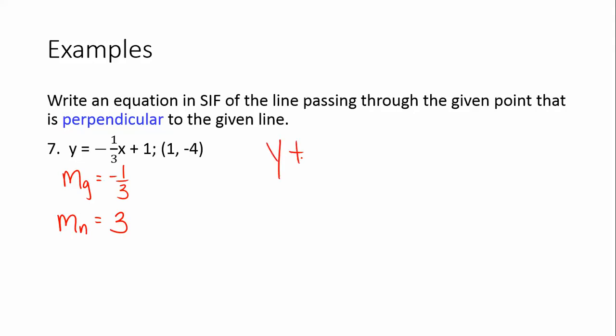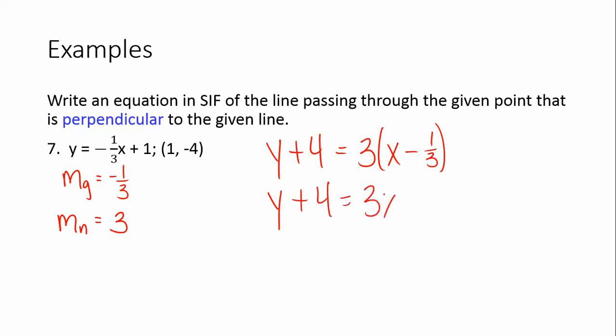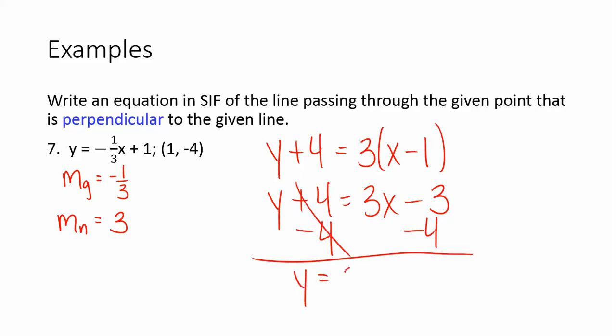So we have y plus 4 equals 3 times x minus 1. We distribute, we get 3x minus 1. Those 3's cancel when you multiply 3 times a third. Wait, why did I put a third there? That should be a 1, sorry. A 1 from the ordered pair. So then this becomes a 3. Now we subtract 4 from both sides, and we get y equals 3x minus 7. This is the line then that's perpendicular to the given line from the problem, and it goes through that ordered pair.